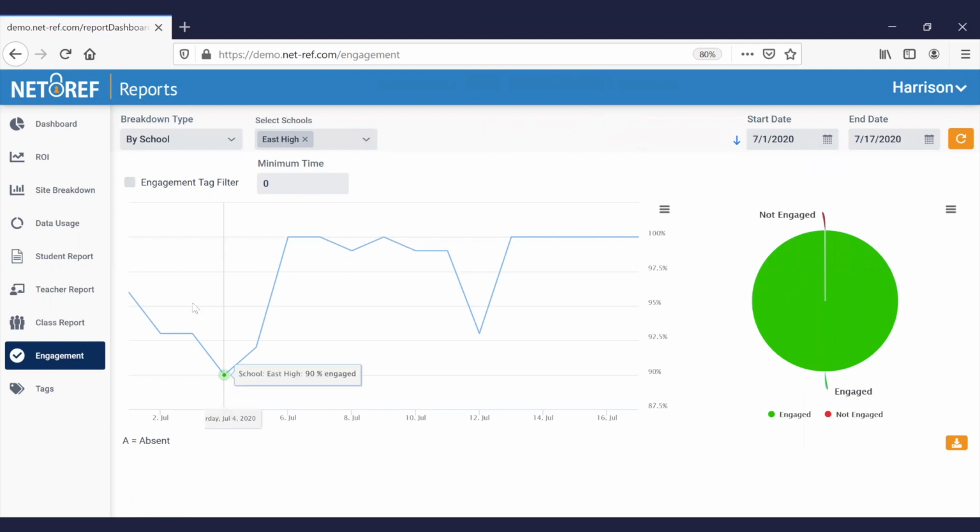It looks like the engagement of students at East High was low early in the month, but picked up as the days went by. This is a great way for you to see how teachers and students are adjusting to distance learning. You may see lower engagement in August and September as you're starting online learning for the year. But as everyone settles in, engagement should trend upward.